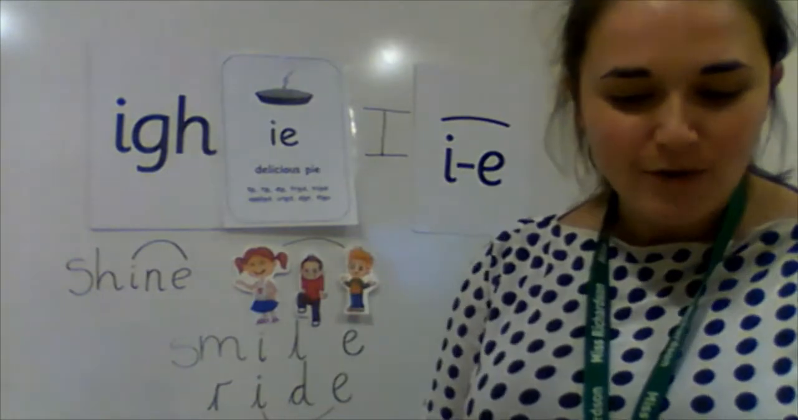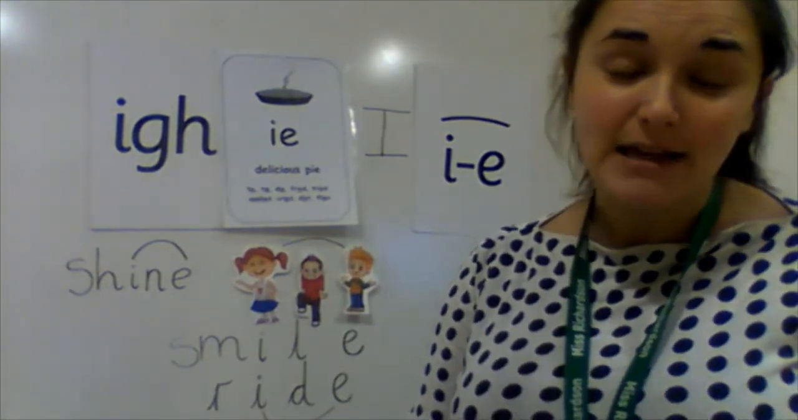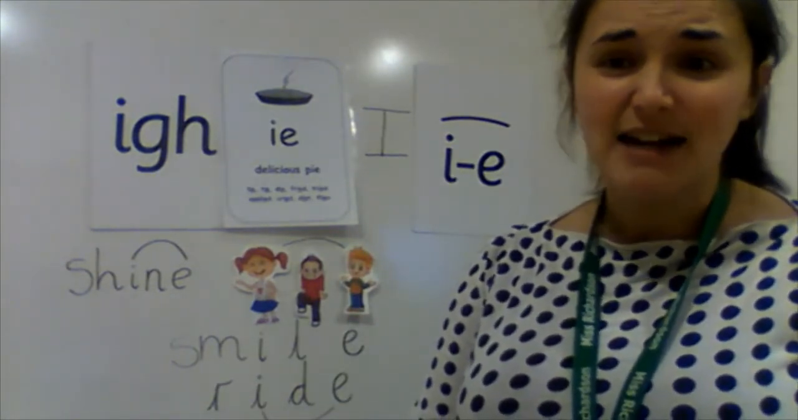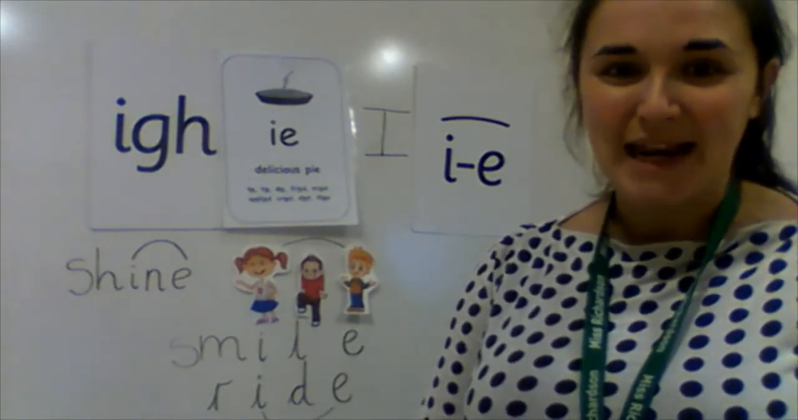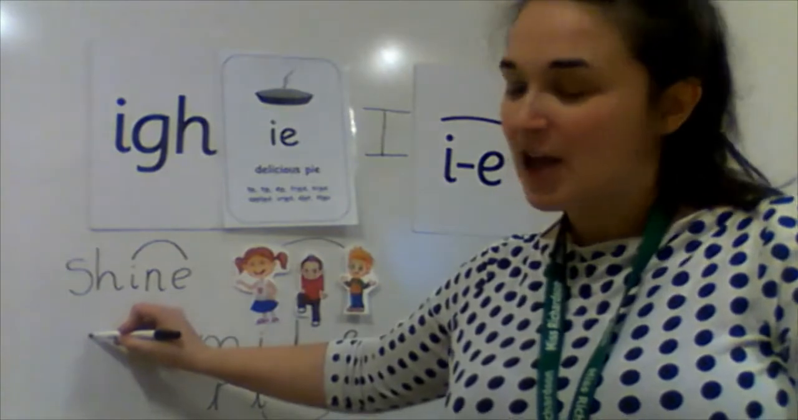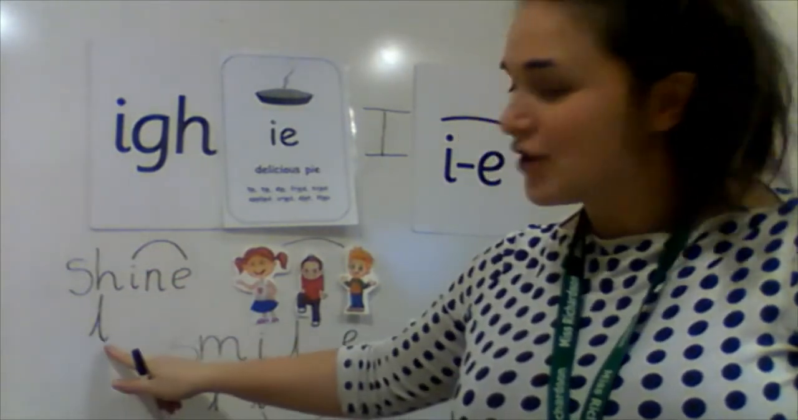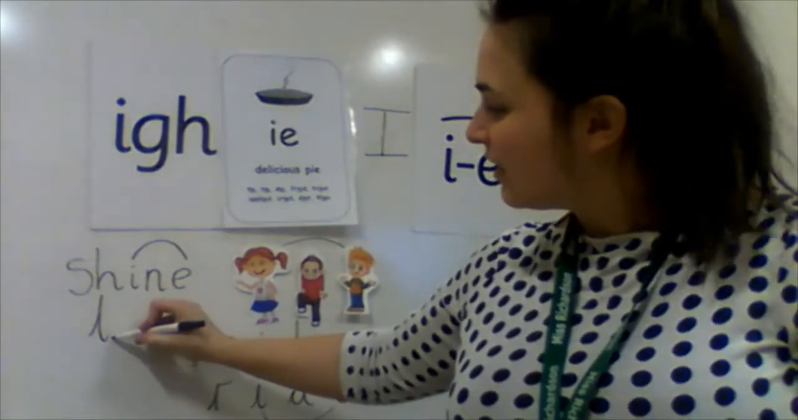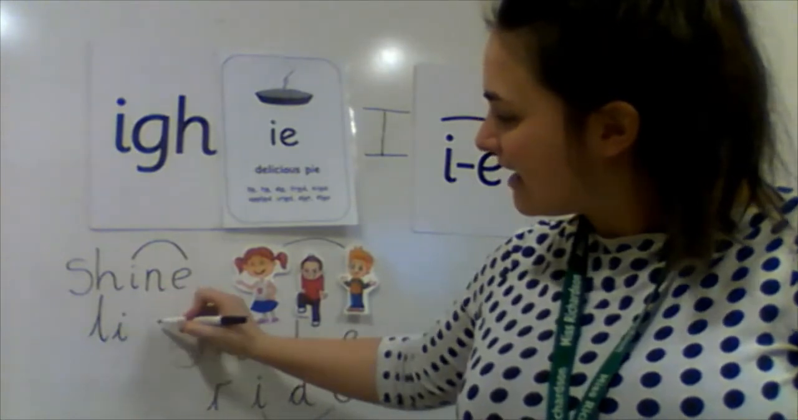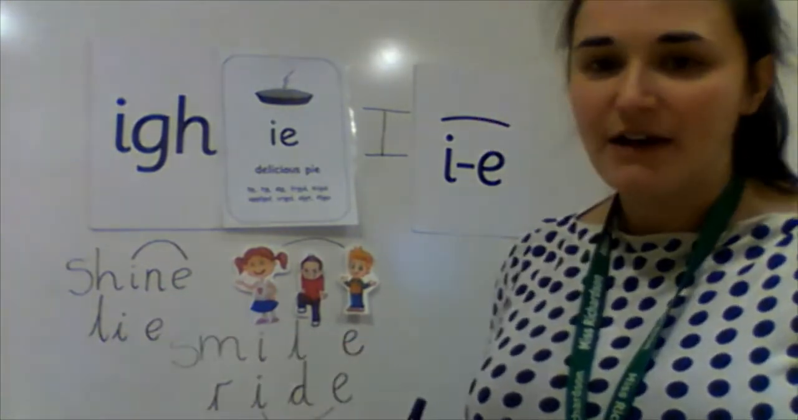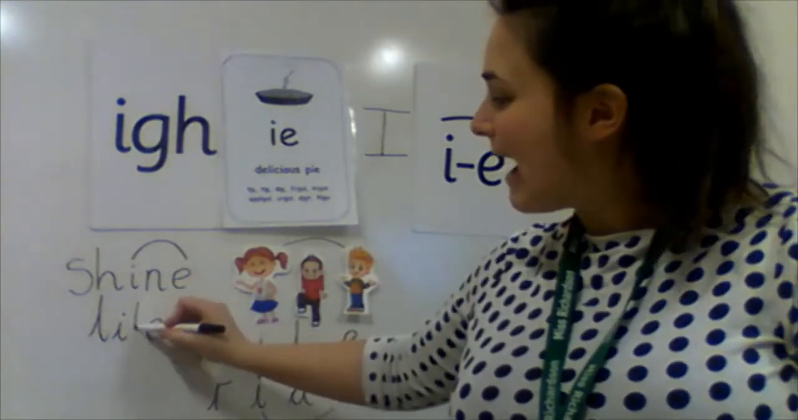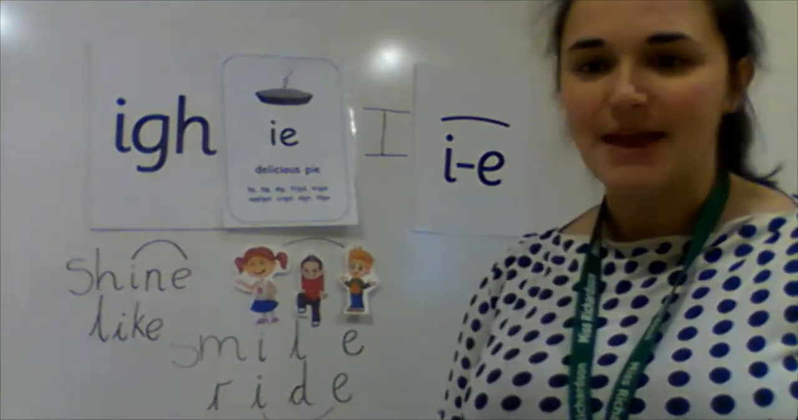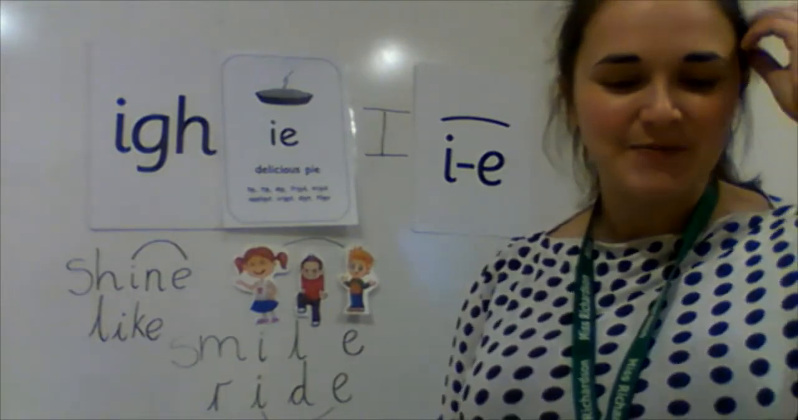With your pen and paper, could you write the word like? I really like doing phonics. Like. Ooh, it's another long-legged letter. Ooh, I. There's my split digraph. Ooh, I. K. Come back to the sound in the middle. Like.